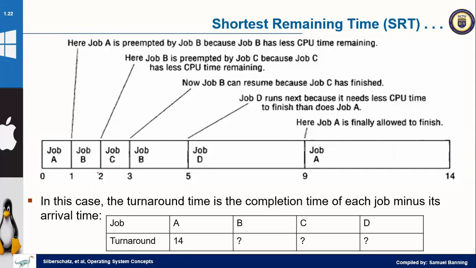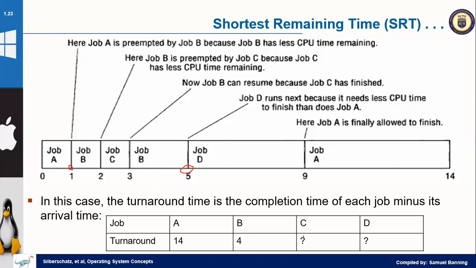That of B is what? B ended at 5, and its arrival time is 1. I'm sorry. So you have 5 minus 1, giving us 4.